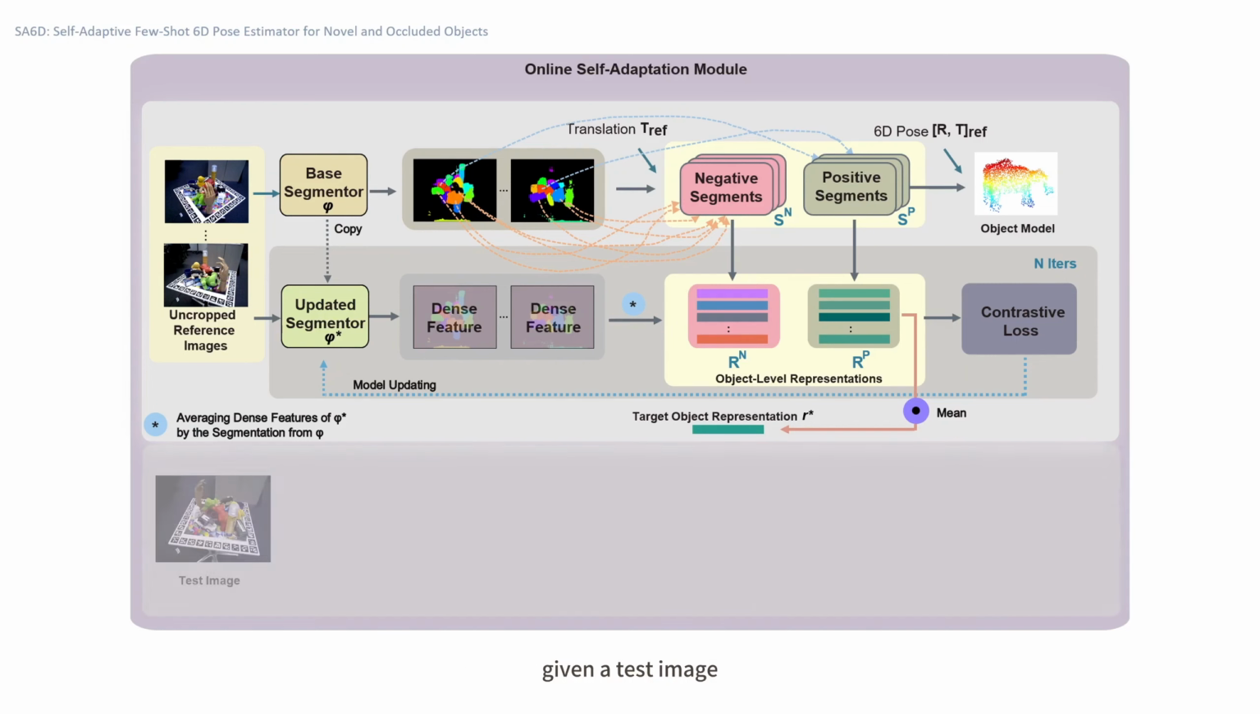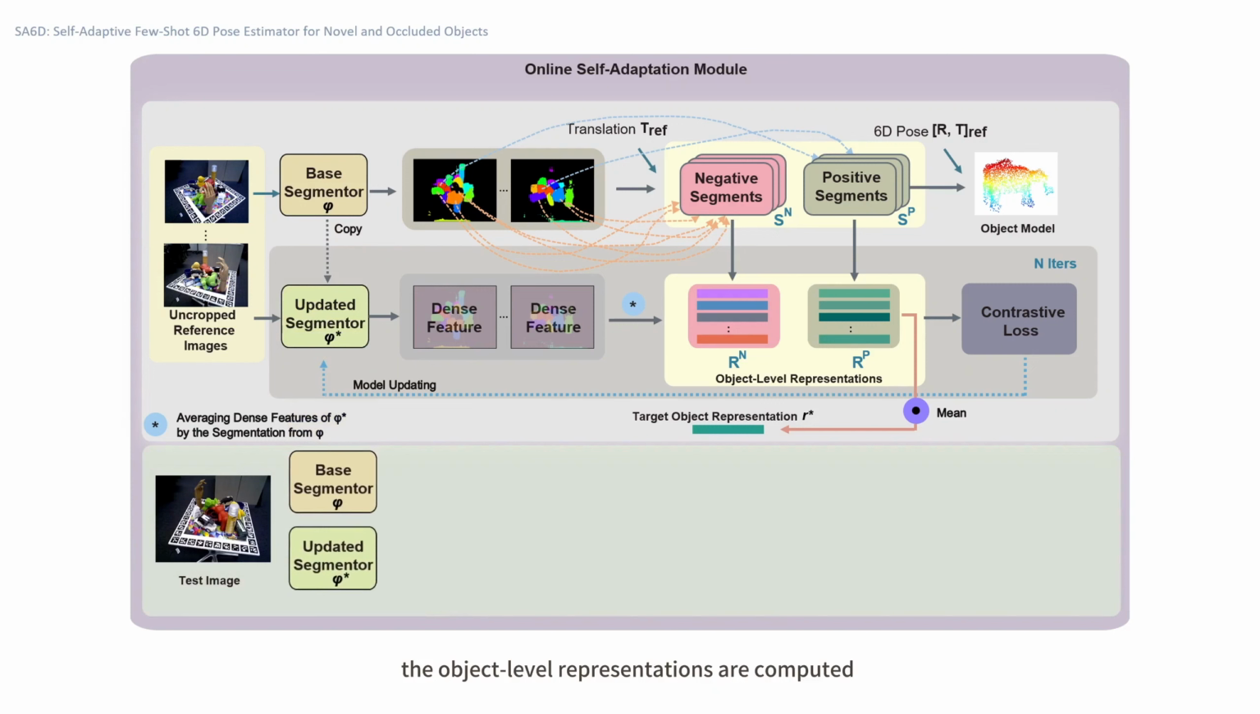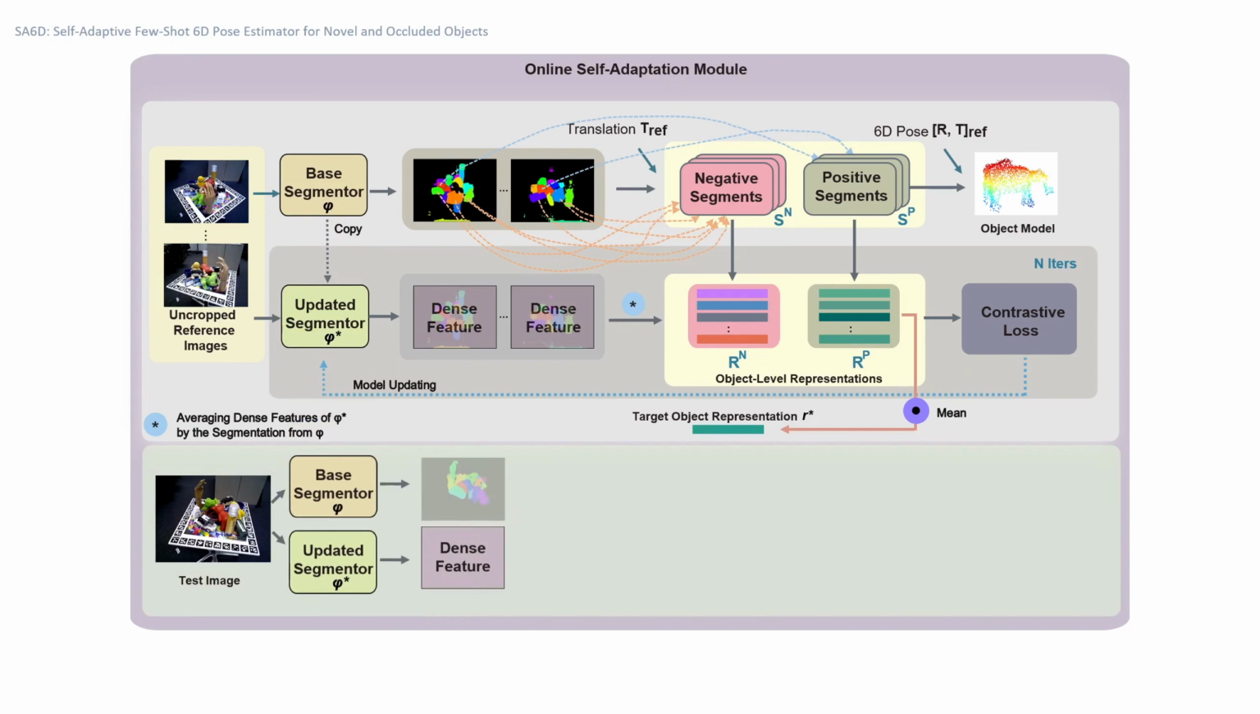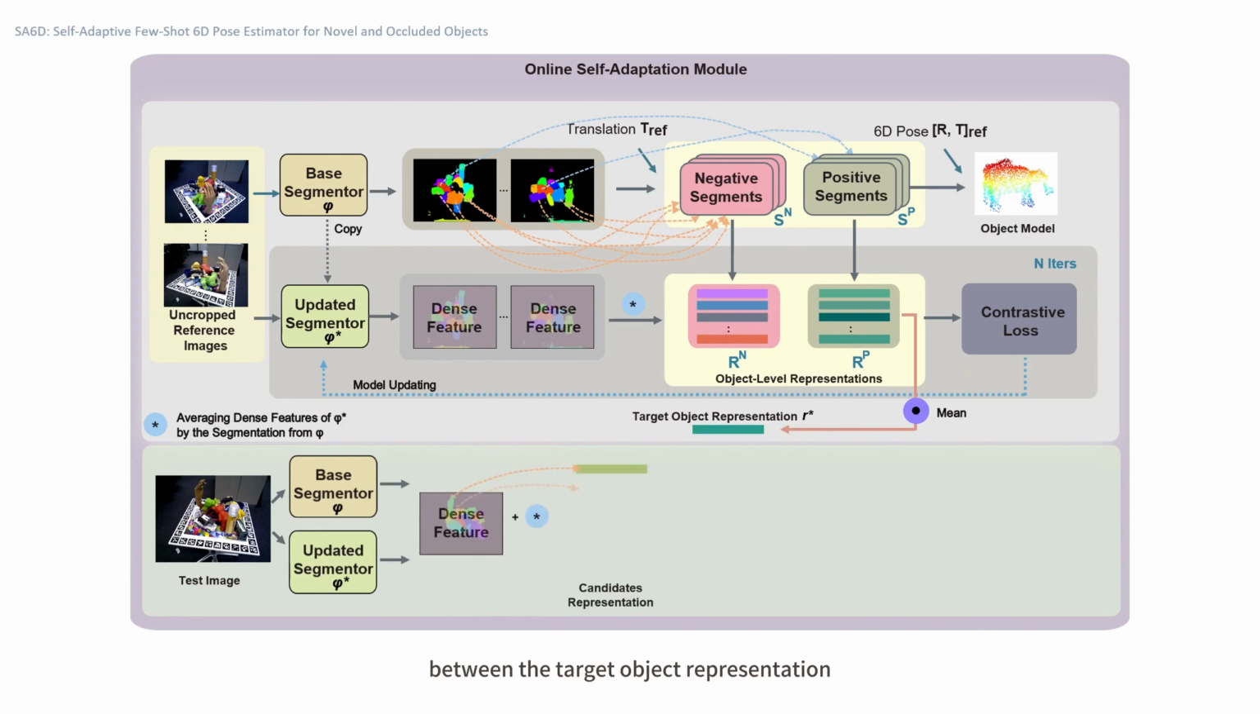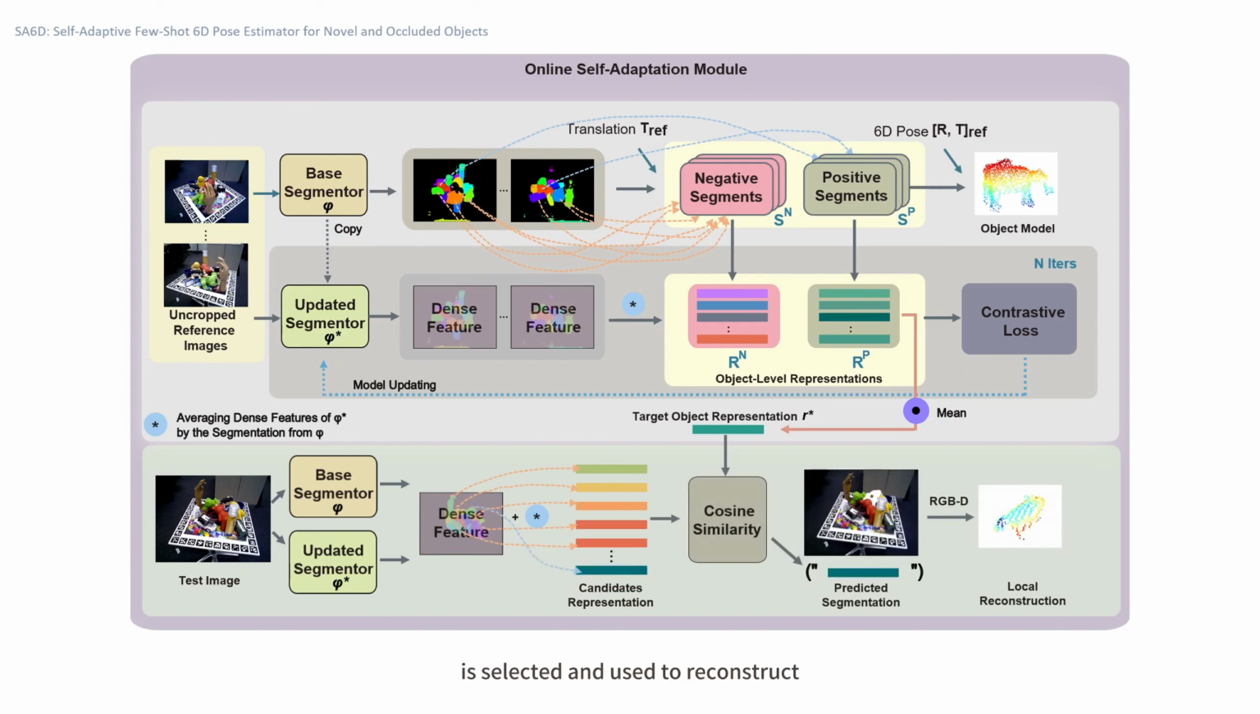Given a test image, the object-level representations are computed in the same way. By comparing the similarity between the target object representations from reference images and each candidate of the test image, the segment with the highest similarity is selected and used to reconstruct the local object point cloud.